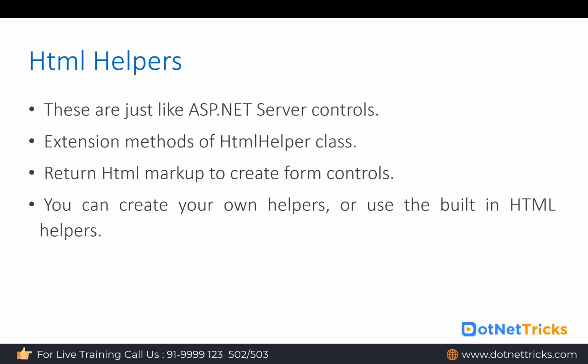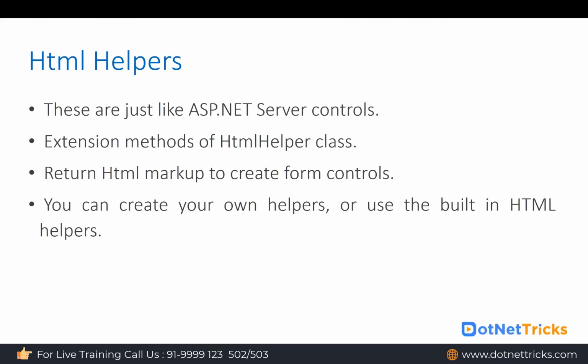And all the helper methods return HTML markup for us so that we can create the form control like input type text, then ID, then name, then input type checkbox, then we have select for getting the drop down list. We can even create our own helpers, or we can use the built-in HTML helpers as well.